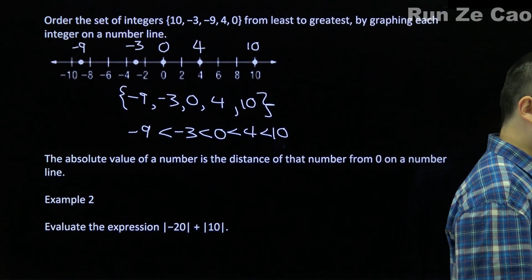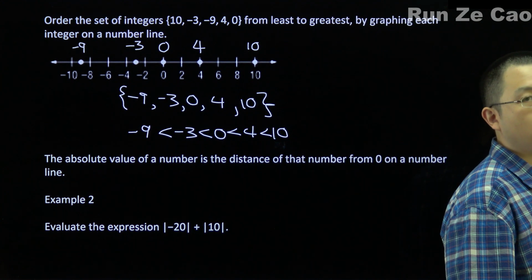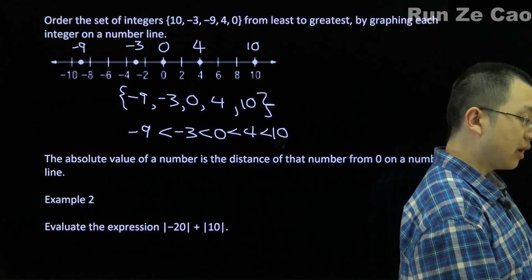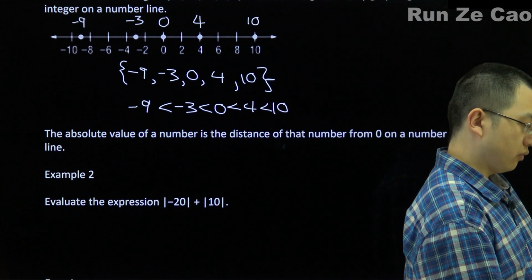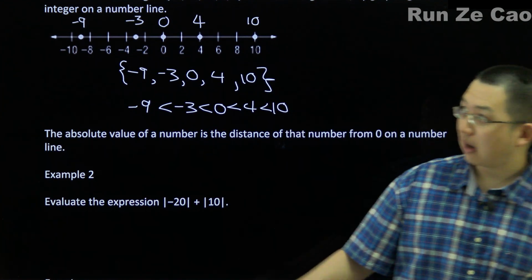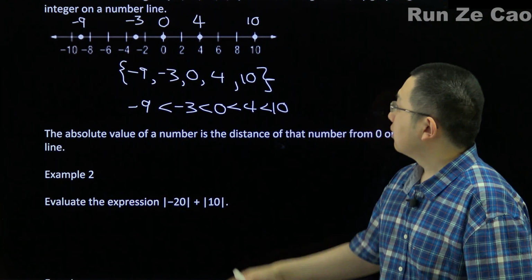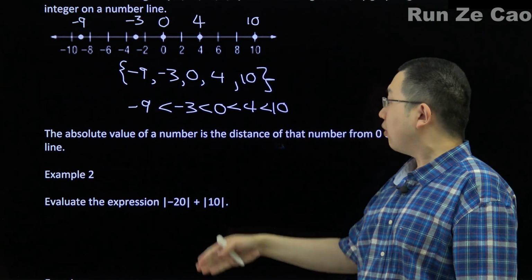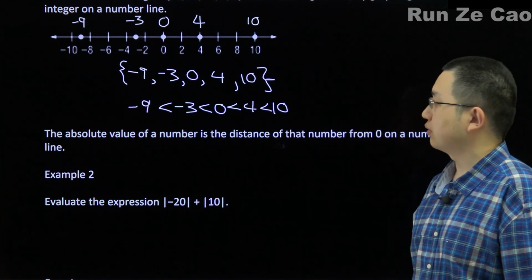So there are different ways of ordering integers from least to greatest and presenting the order. You can do it graphically. You can do it by just a set of numbers that are listed this way, so just listing them, or you can use comparison symbols.